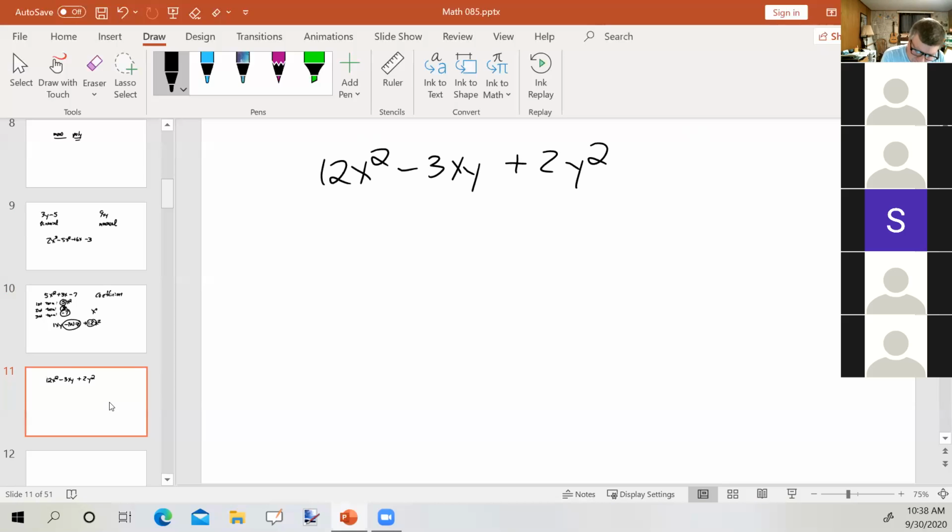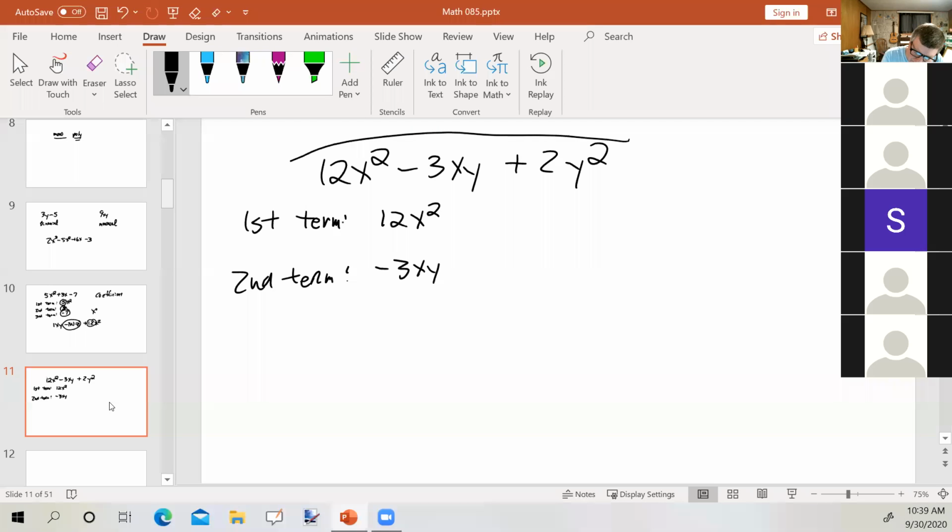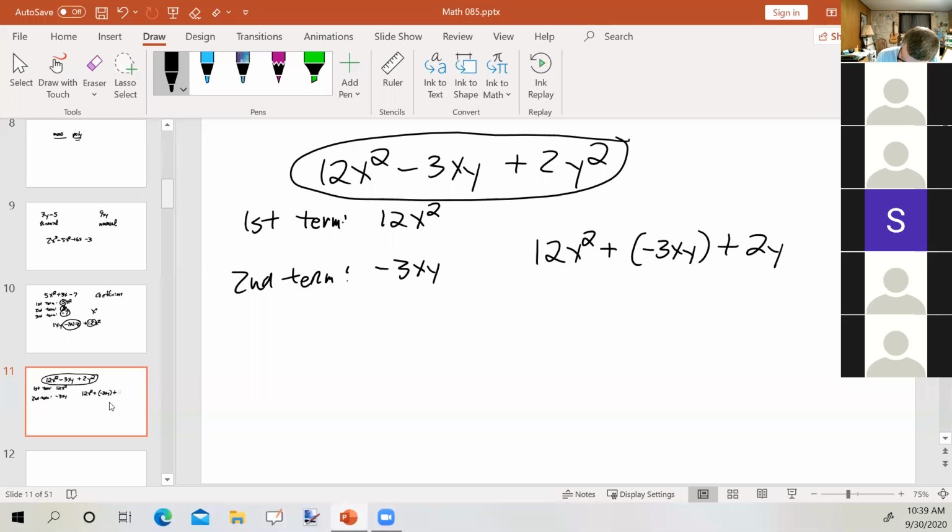Okay. The first term is 12x squared. The coefficient is 12. The second term is negative 3xy. Now, why am I calling it negative 3xy? Because if we take this trinomial and write it so that we're focusing on the terms, we're going to write it as an addition problem. So it'd be 12x squared plus negative 3xy plus 2y squared.